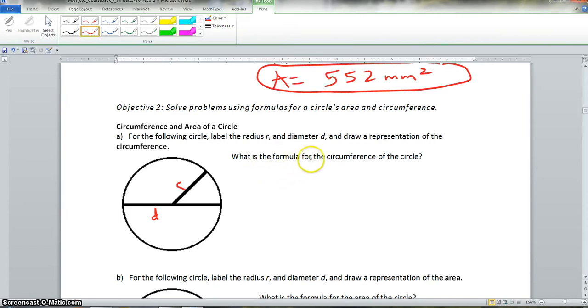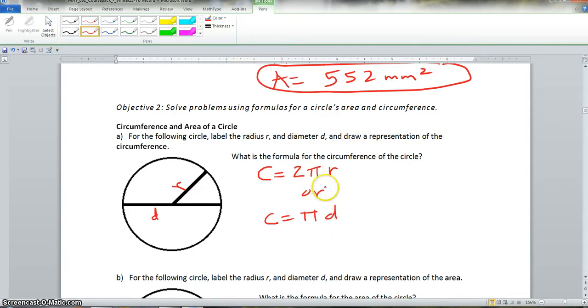Okay, now it says, what is the formula for the circumference of the circle? Now the circumference is a fancy way of saying the perimeter of a circle. So remember, whenever you see circumference, that just means the perimeter of a circle. So the circumference is 2 times pi times the radius. Or the circumference is pi times the diameter.